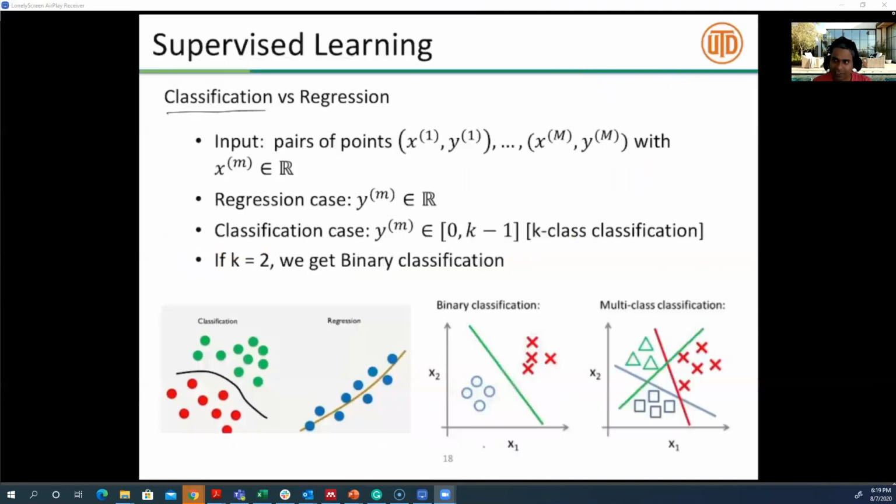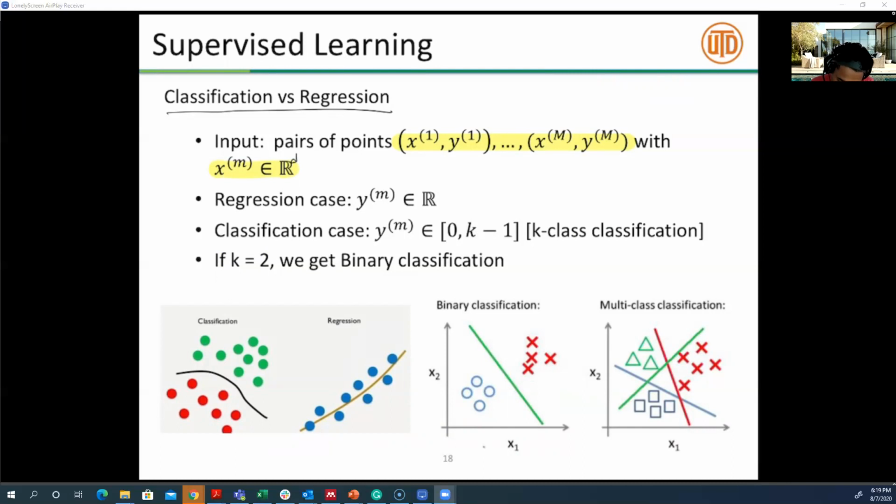Sorry, there's just a little bit of a lag. Okay, so here we'll see explicitly classification versus regression, right? So again, that's the supervised learning scenario. We have a bunch of data points, x1, y1 up to xm, ym, right? These are the training data points. Over here, I'm assuming xm belongs to R, but actually we can assume that xm belongs to R raised to D, right? So it's a D-dimensional feature vector.